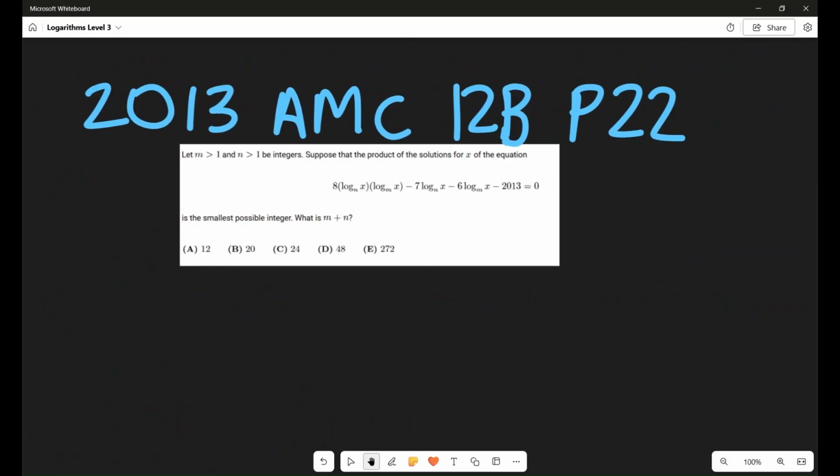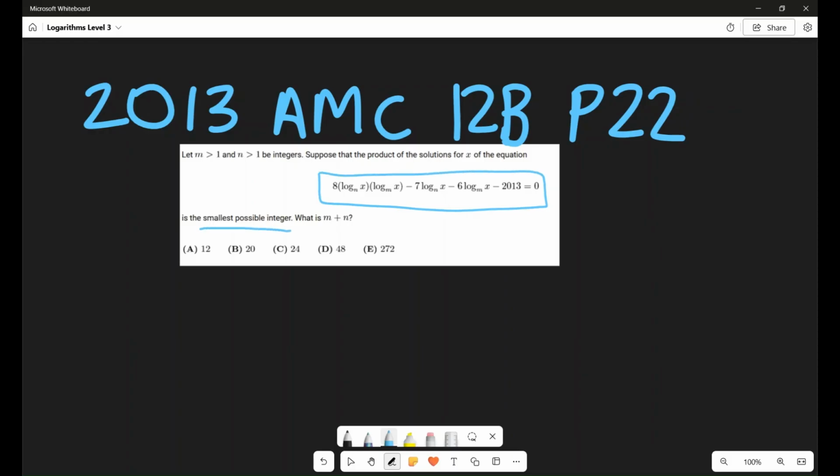So this is the 2013 AMC 12B problem 22. And it says m and n are integers. They're both more than 1, so they're constants in this question. And we want the product of the solutions to this equation here to be the smallest possible integer value. And we want to find the sum of the constants m and n such that the product is that smallest possible integer.